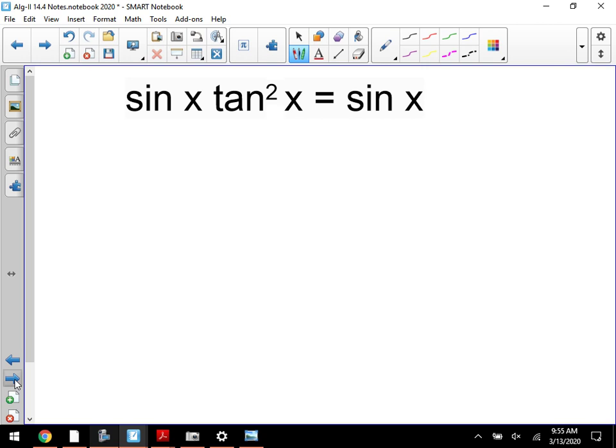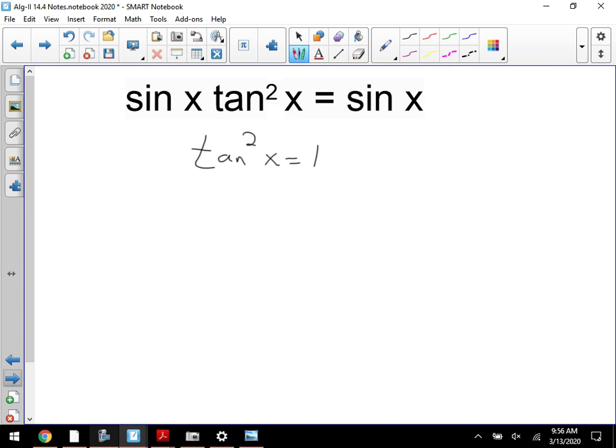So sine of x times tangent squared of x equals sine of x. Could you subtract over if this was 2x equals x? Can I subtract over a 2? No. You can't undo that via subtraction. You have to undo it via division. What's sine divided by sine? 1. Okay. So far, so good?